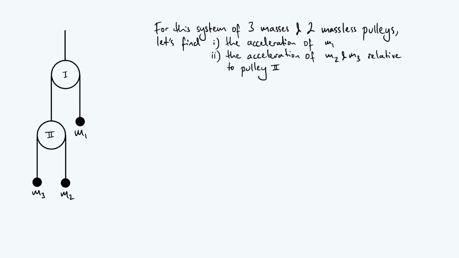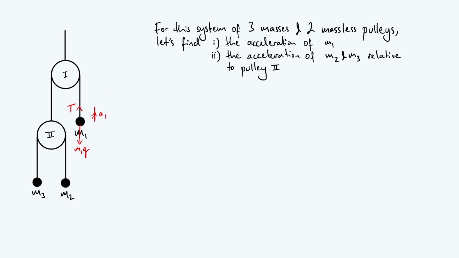So the first thing we want to do as part of our analysis is to draw on all of the accelerations and forces acting on the various particles in the diagram. So we'll start with m1. m1, of course, has a weight pointing downwards of m1g and tension in the string. Let's just call it T, and let's say it's accelerating upwards. So it's going to be accelerating upwards relative to pulley 1 with an acceleration of a1.